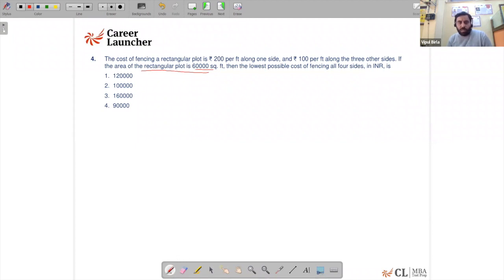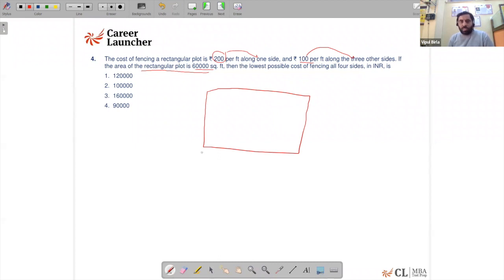They've given you that there is a rectangular plot and the cost is 200 along one side, while for the remaining 3 sides the cost is 100 rupees per feet. Okay, right. And we need to minimize the cost if it is written that the area is 60,000.